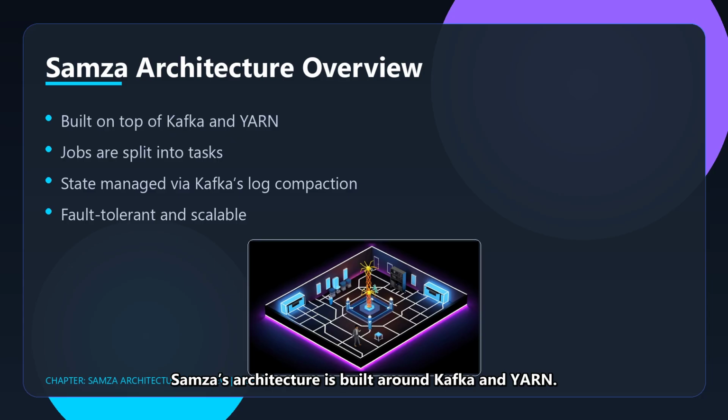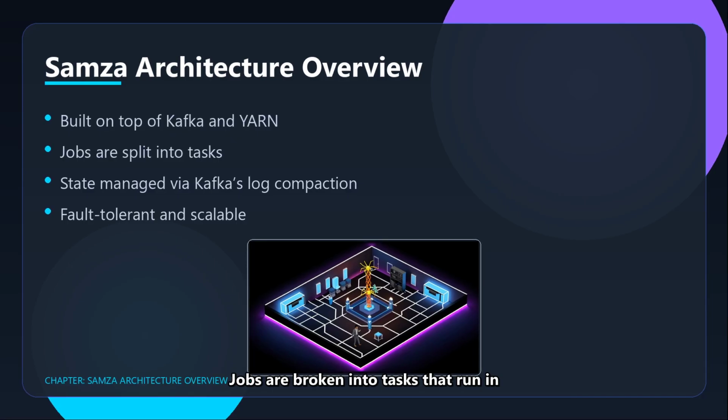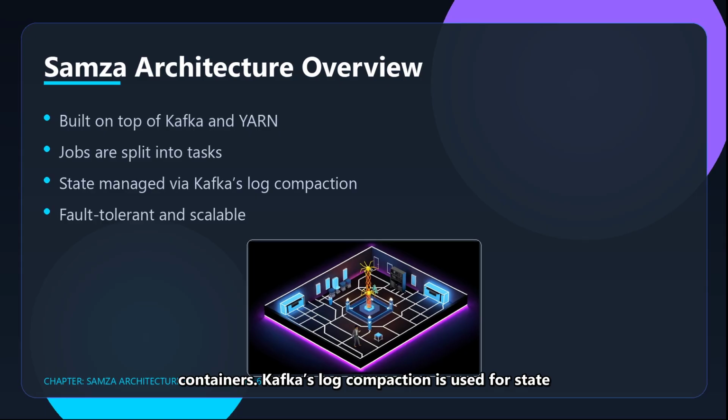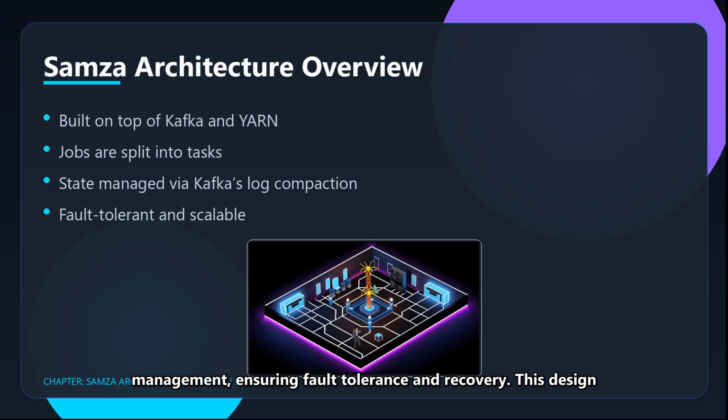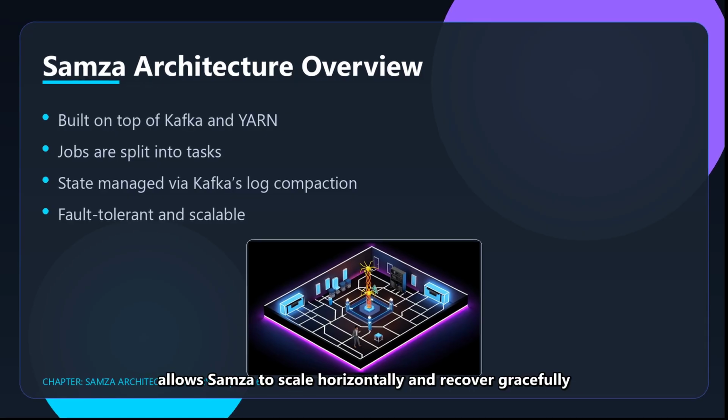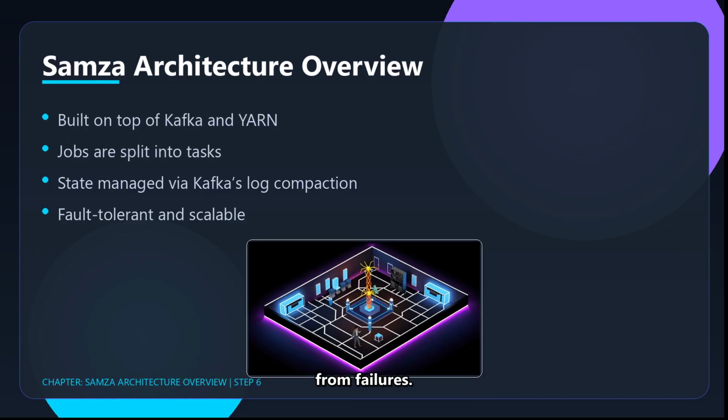Samza's architecture is built around Kafka and YARN. Jobs are broken into tasks that run in containers. Kafka's log compaction is used for state management, ensuring fault tolerance and recovery. This design allows Samza to scale horizontally and recover gracefully from failures.